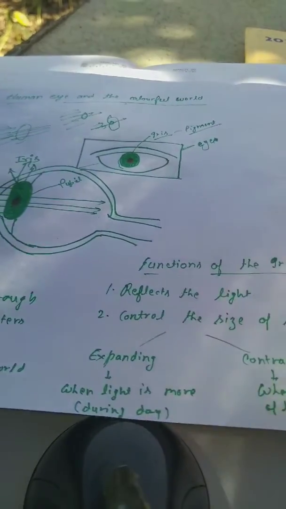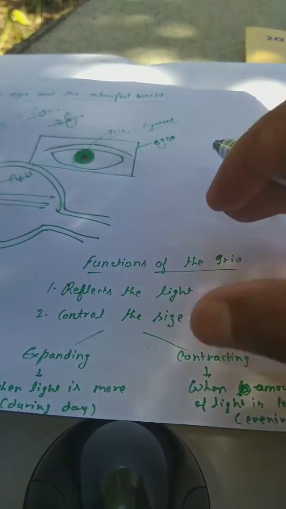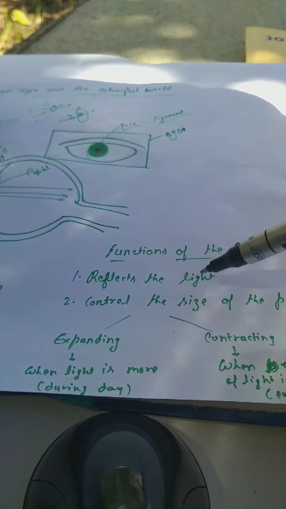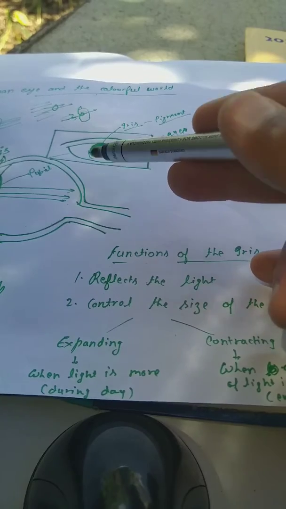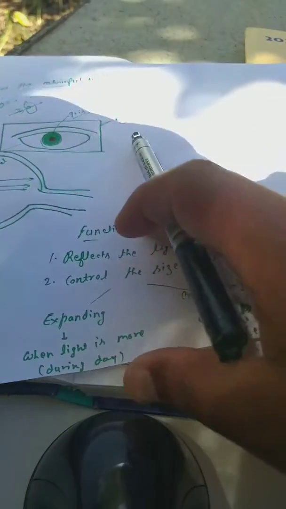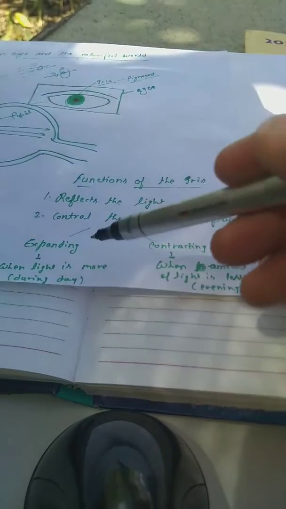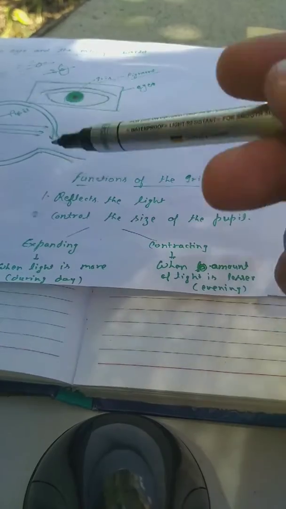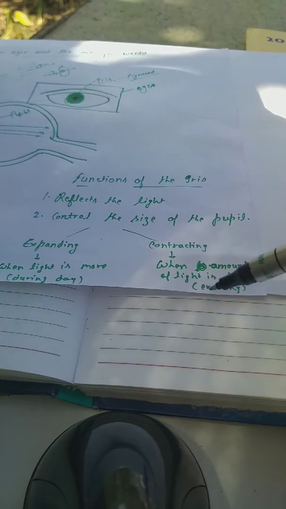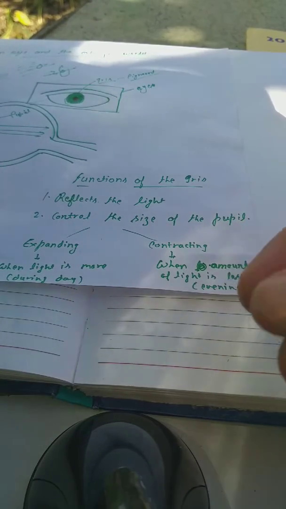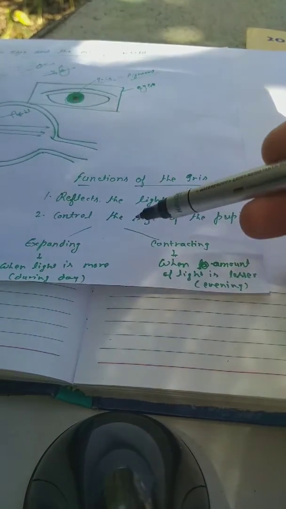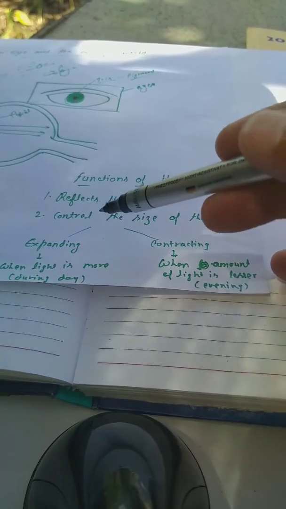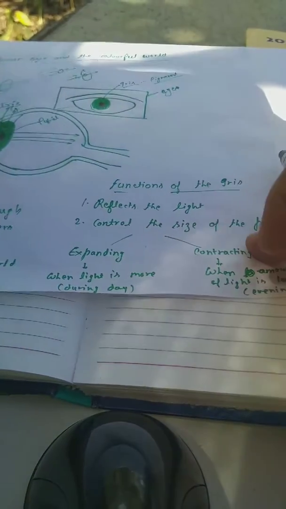Okay, so I have written here also the functions of the iris. First one, it reflects the light. Reflecting the light means, like in this case it is reflecting the green color, so this iris looks green. This is the first function. The second function is that it controls the size of the pupil. How? In the daytime, when light is more, it is contracting the pupil, and in the evening time, when the amount of light is less, it is expanding the pupil. So in two ways the iris controls the pupil. Okay, so this is the function of our iris.